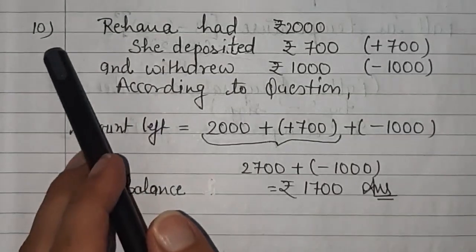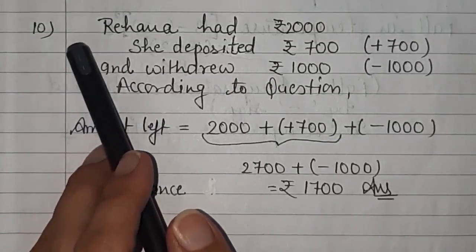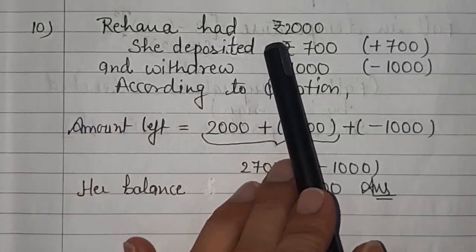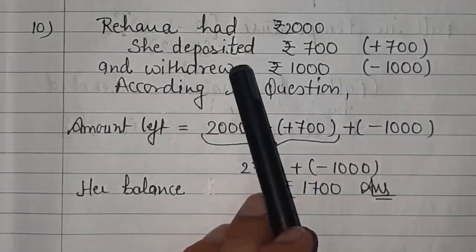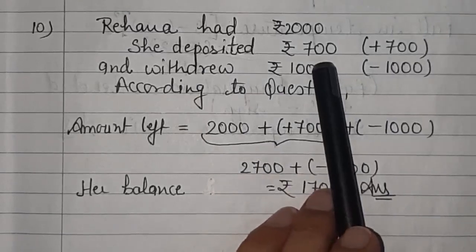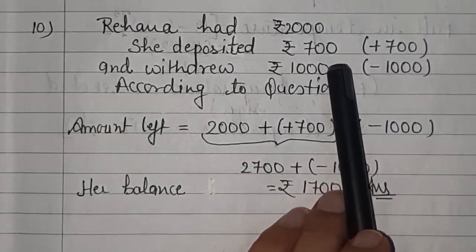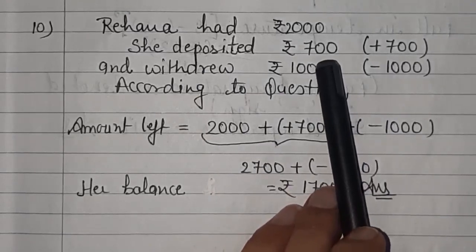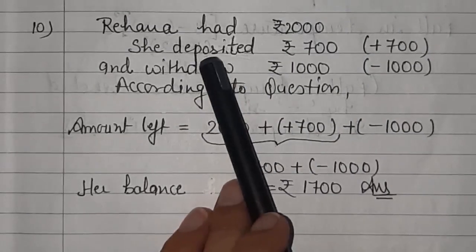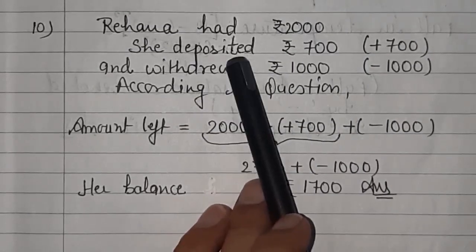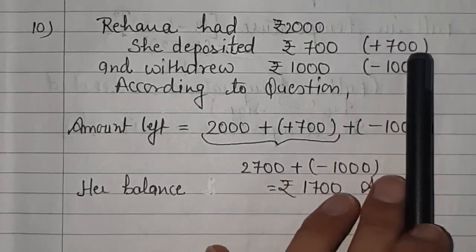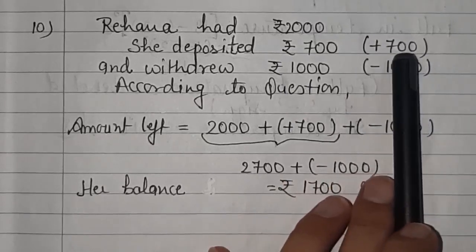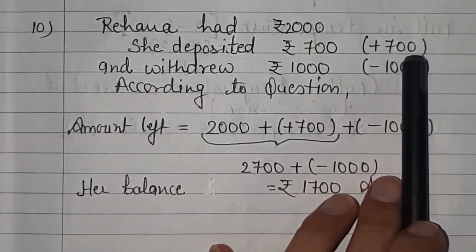Now come to sum number 10. Rehana had 2000 rupees in her account in March 2007. She deposited 700 rupees in the month of April 2007. Deposited means to add. Something you have to add. So here you have to write plus 700. Plus sign with 700, right?